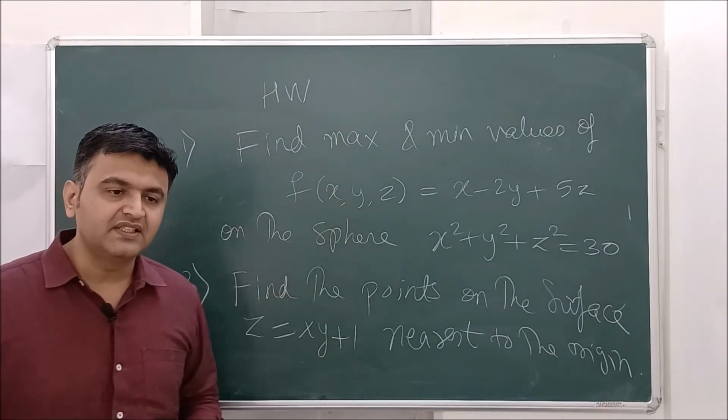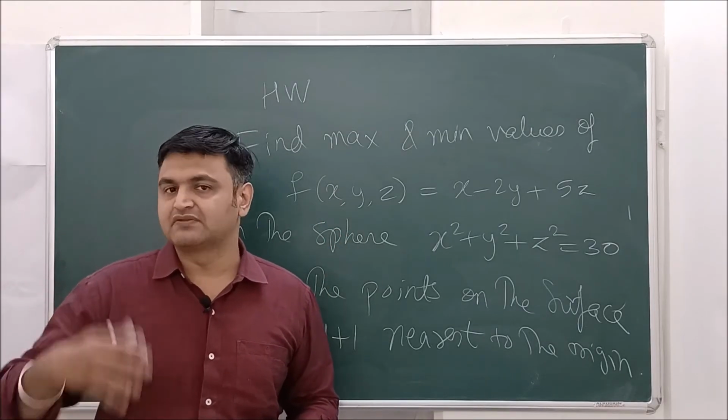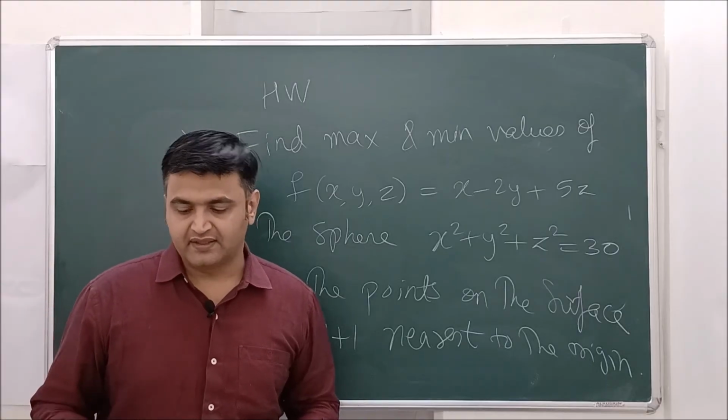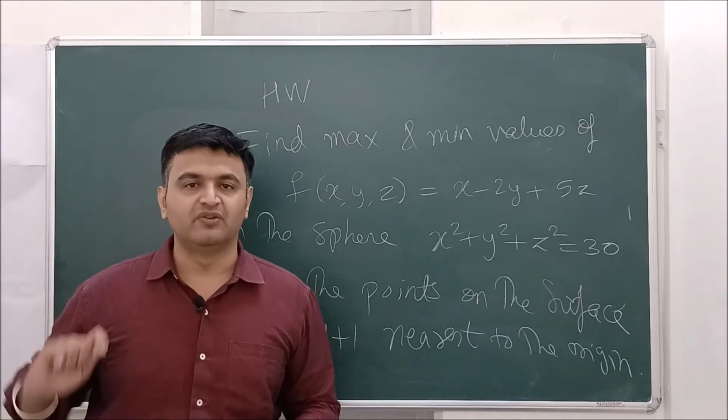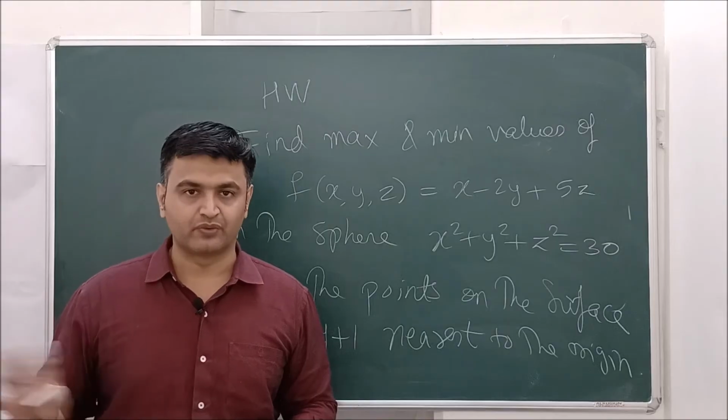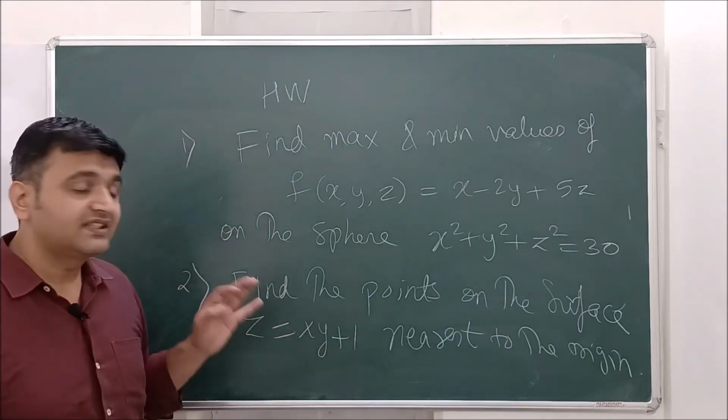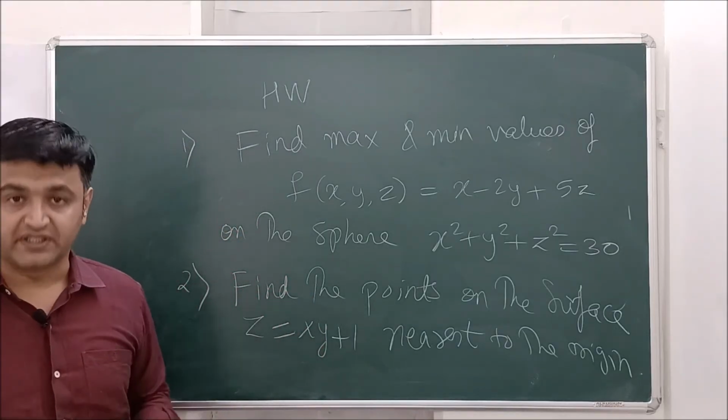Usually people find (a, b, c), they find f of (a, b, c), which is a square plus b square plus c square, and they say this is the minimum value. No, you have to take the square root. Okay, so this is how you tackle the problem with one constraint.